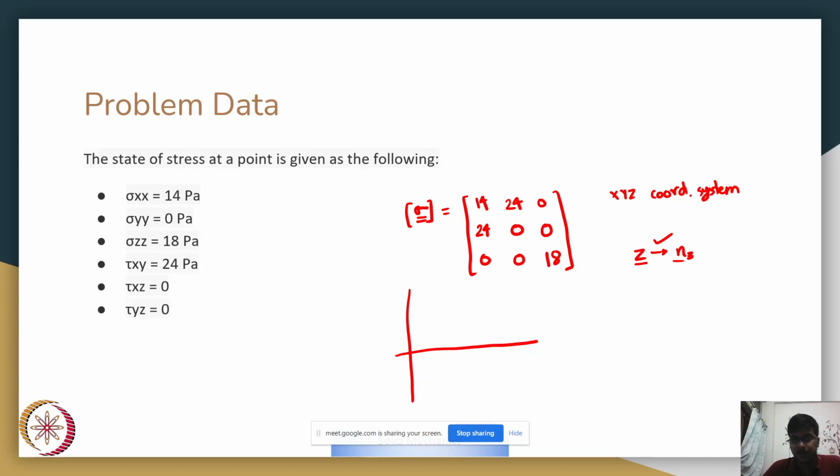This is the state of stress that we have been given. So 14, 0, 18, and 24 on xy, 0 on xz, and 0 on yz. So straight away we can see that the z-axis is aligned along one of the principal plane normals, say n3. Therefore, we can apply the concept of Mohr's circle.